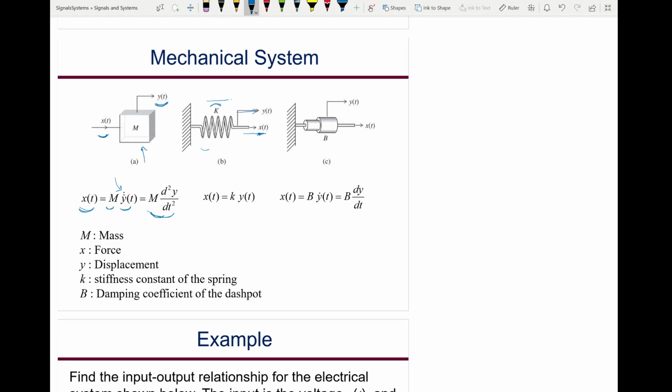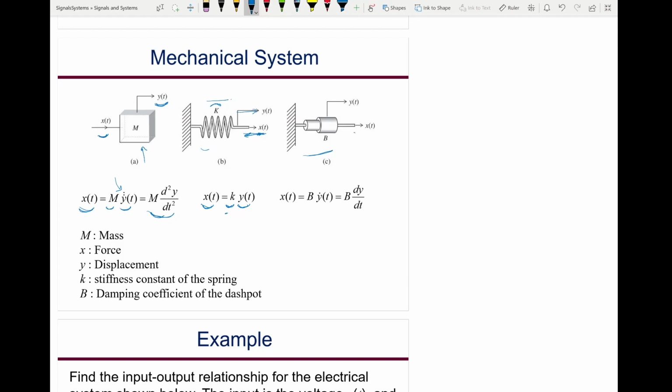So then the relationship between the force x of t and displacement is that the force equals the spring constant, or stiffness constant, times the displacement of the spring. Again, if the force is this way, then that's compression and there is a negative sign here. The third component is the dashpot.